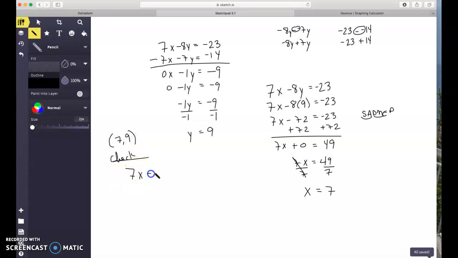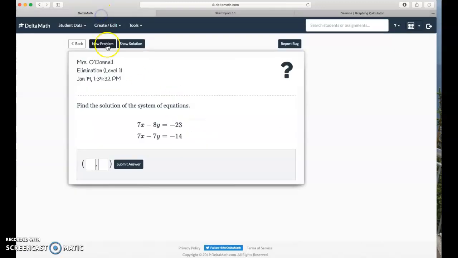So let's see here. 7x minus 7y equals negative 14. So I'm going to do 7 times 7 minus 7 times 9 equals negative 14. And let's see here. 7 times 7 is 49. 7 times 9 is 63. 49 minus 63, that gives me a negative 14. Negative 14 is equal to negative 14. Huzzah, I see that it worked. Okay, so my answer should be 7, 9.